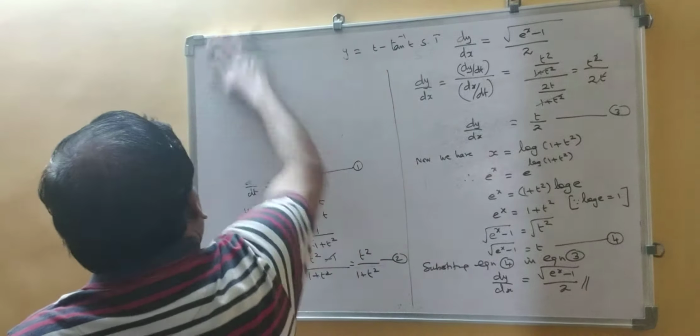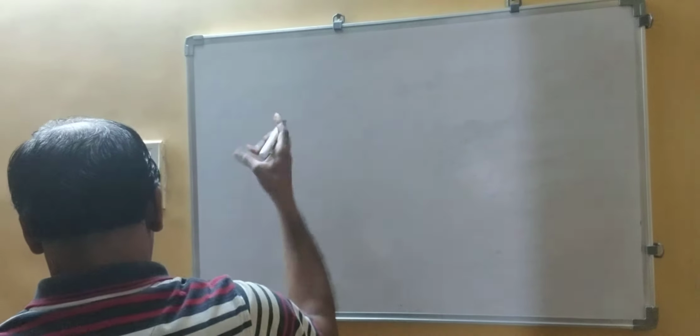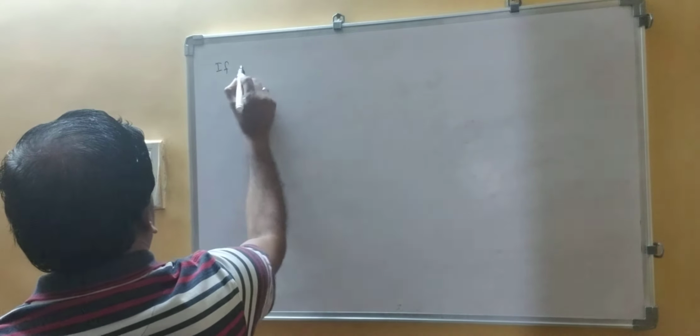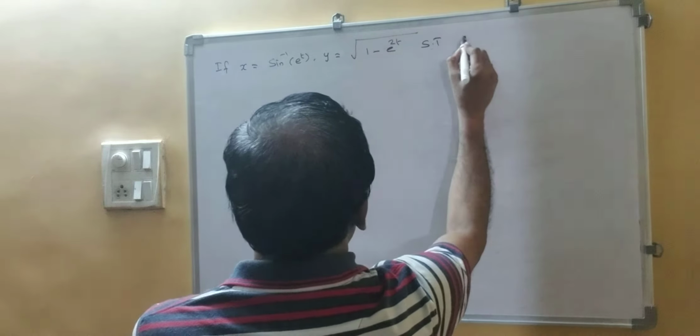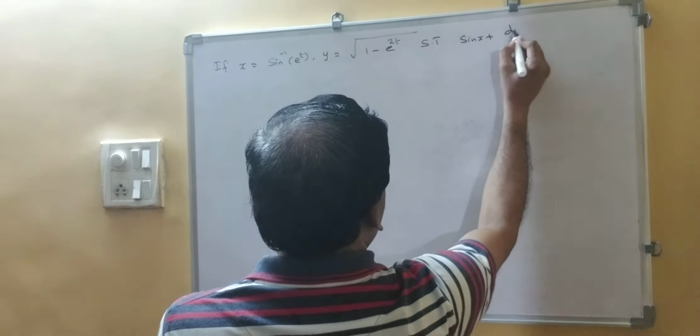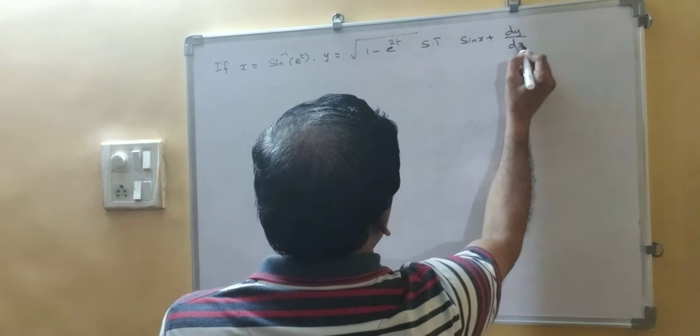The next sum is also a very interesting sum actually. If x equal to sin inverse e to the power t and y equal to square root of 1 minus e raised to 2t, show that sin x plus dy by dx equal to 0. Very important. Now the solution. x equal to sin inverse e raised to t. Okay.